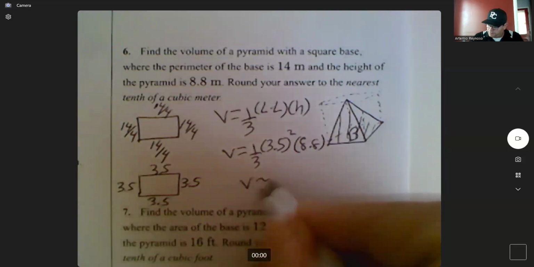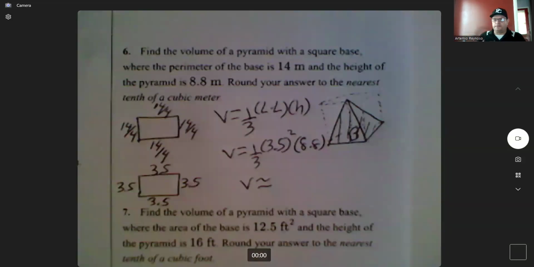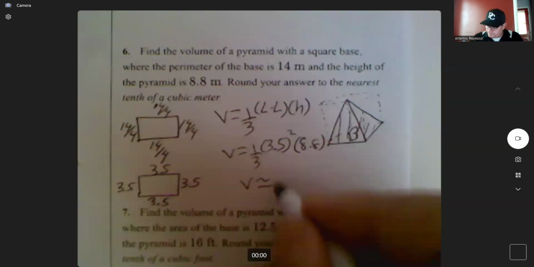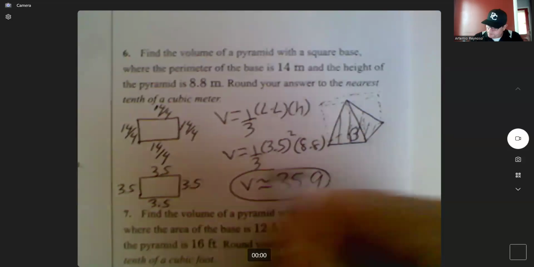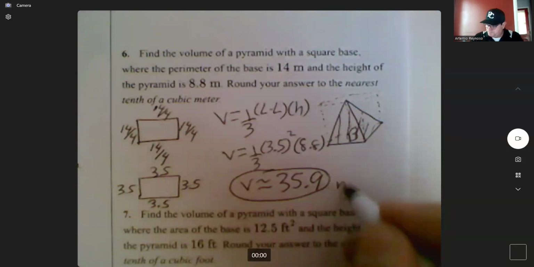All I have to do, guys, is use my calculator. Give me a second and let me use my calculator. Okay, here we have it. I will get 3.5 squared times 8.8 and divide by 3. 35.9. And the units are meters cubed.